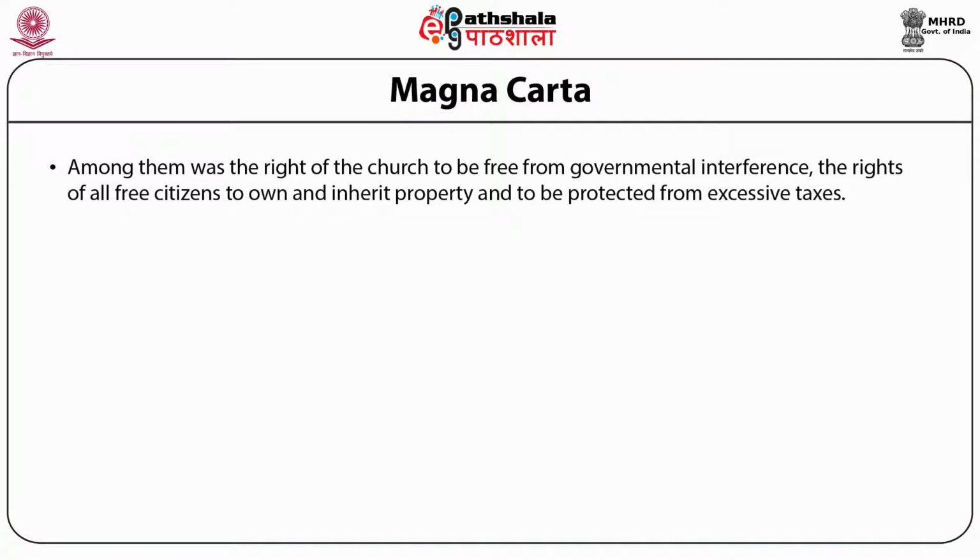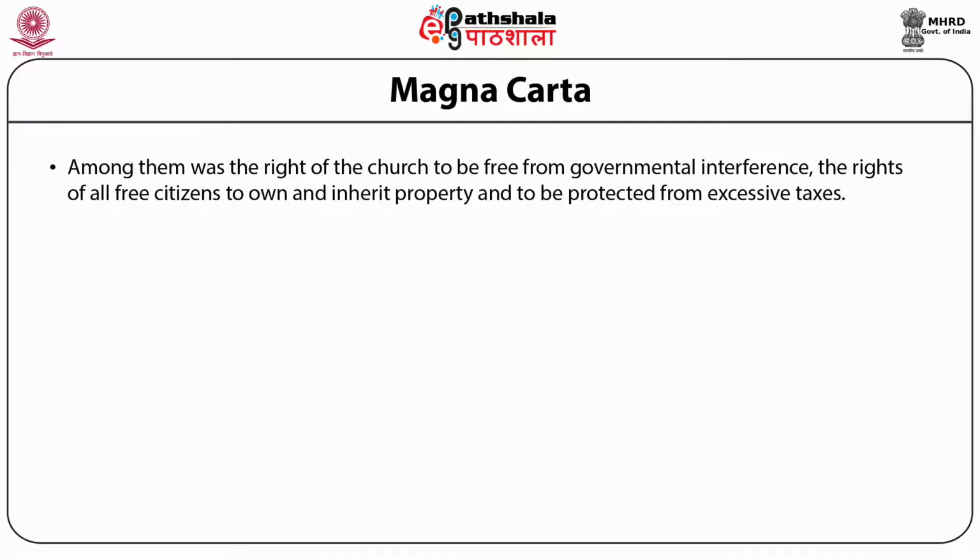Among some of these rights enumerated in the Magna Carta was the right of the church to be free from governmental interference and the rights of all free citizens to own and inherit property and to be protected from excessive taxes. Now you might wonder, taxes, property, should these actually form a part of the human rights and a part of the Magna Carta? Well, then ask yourself this.